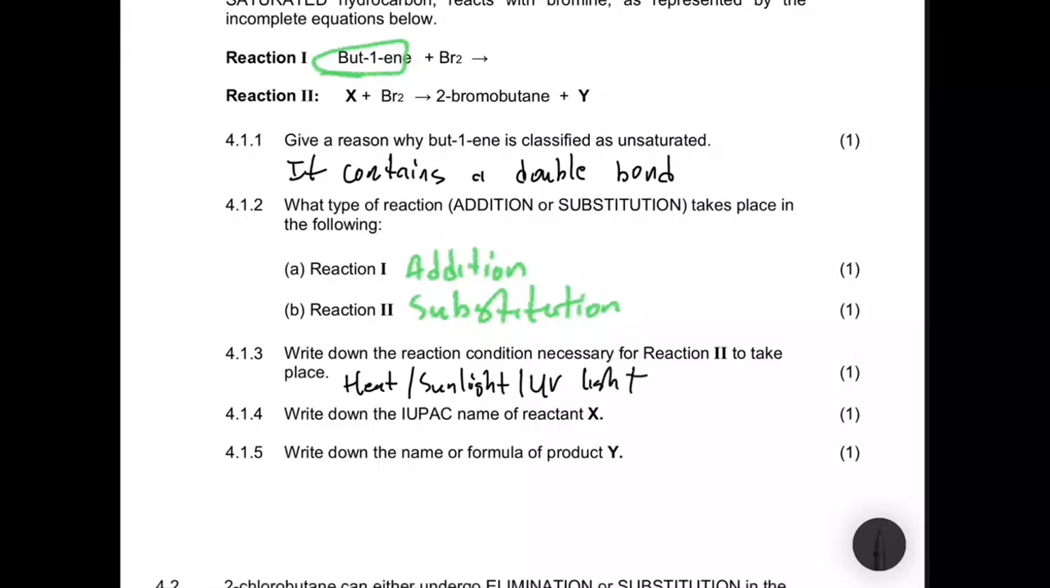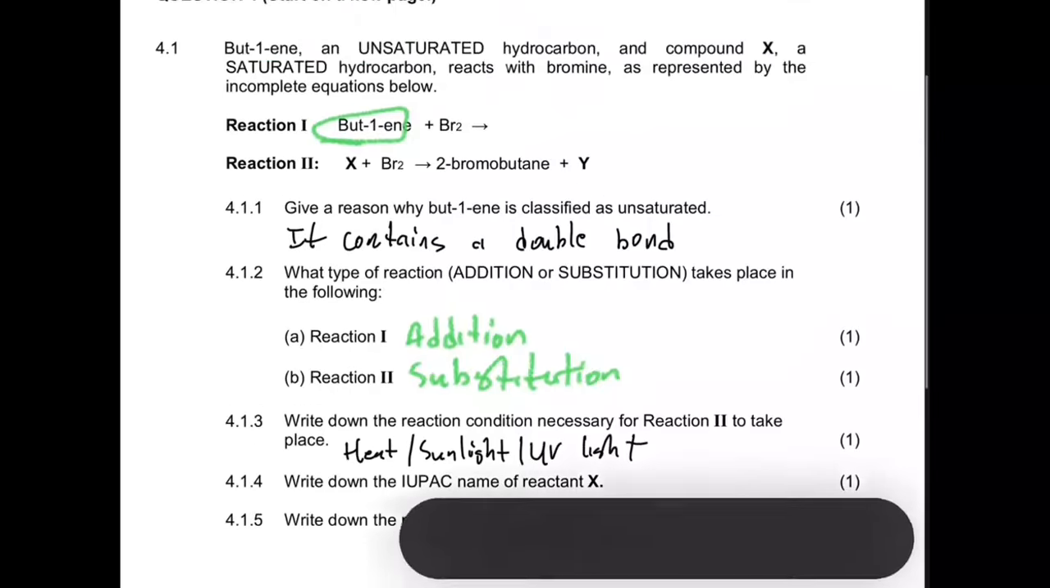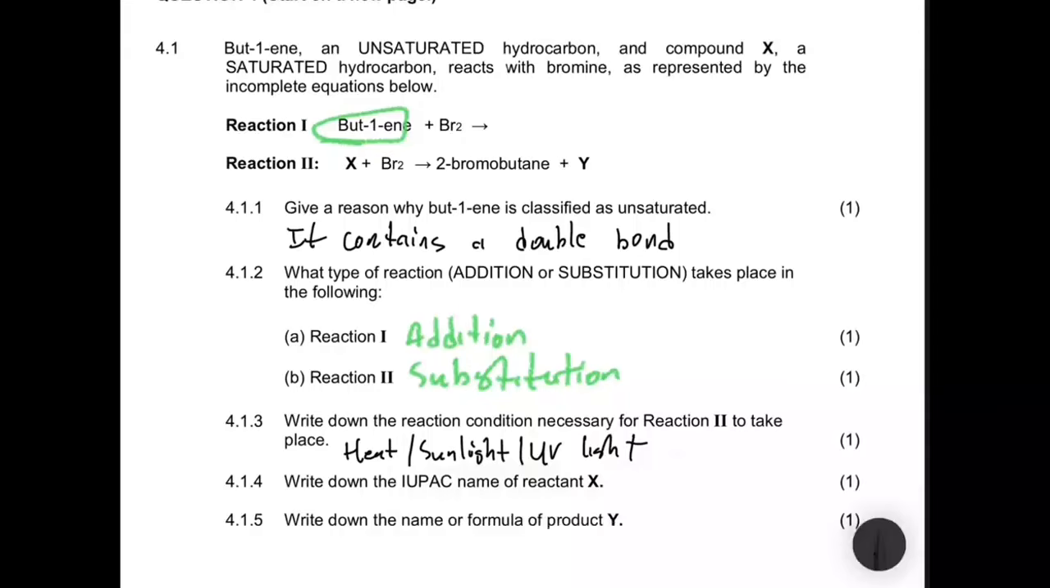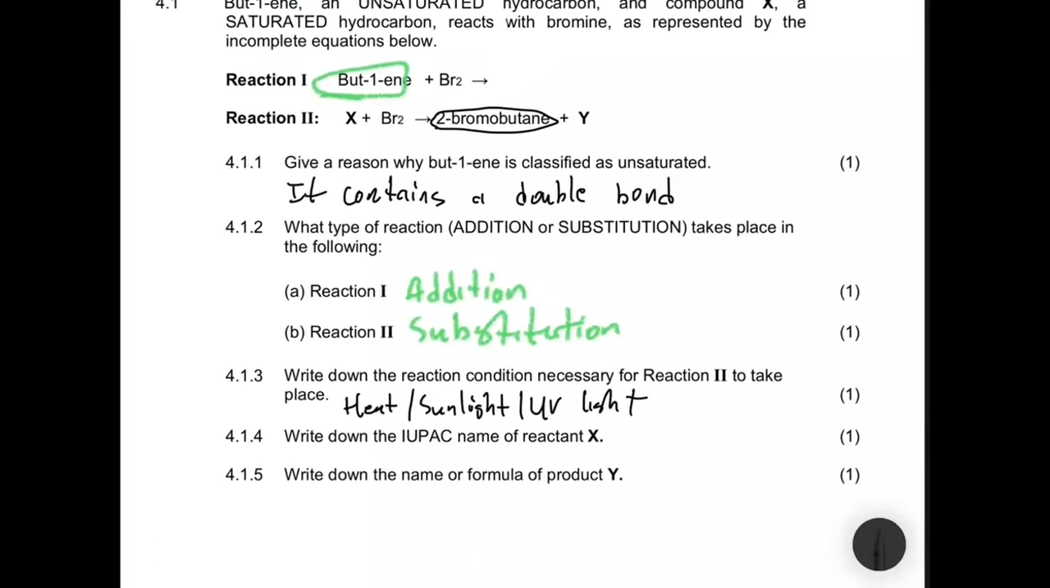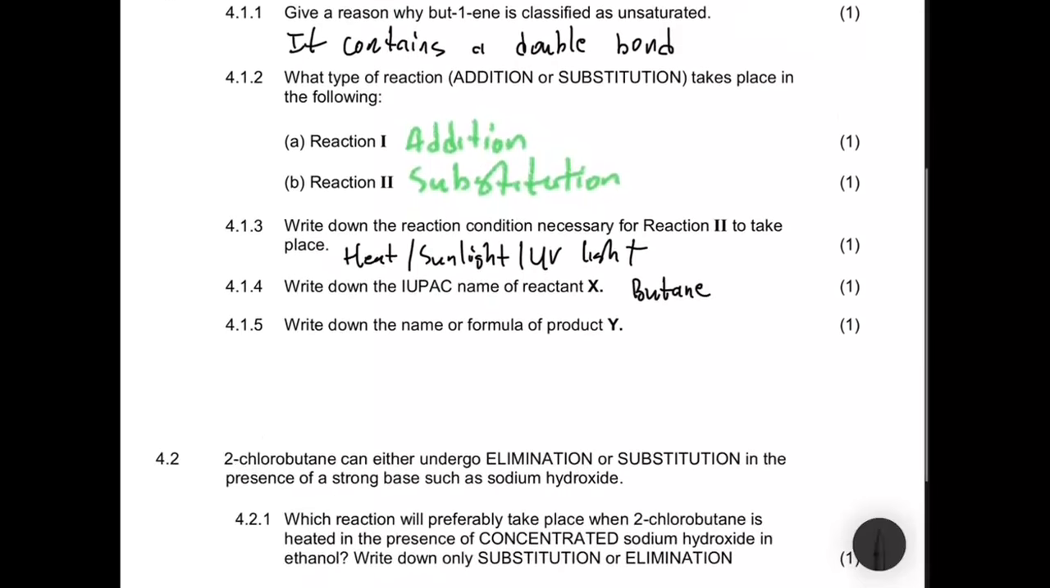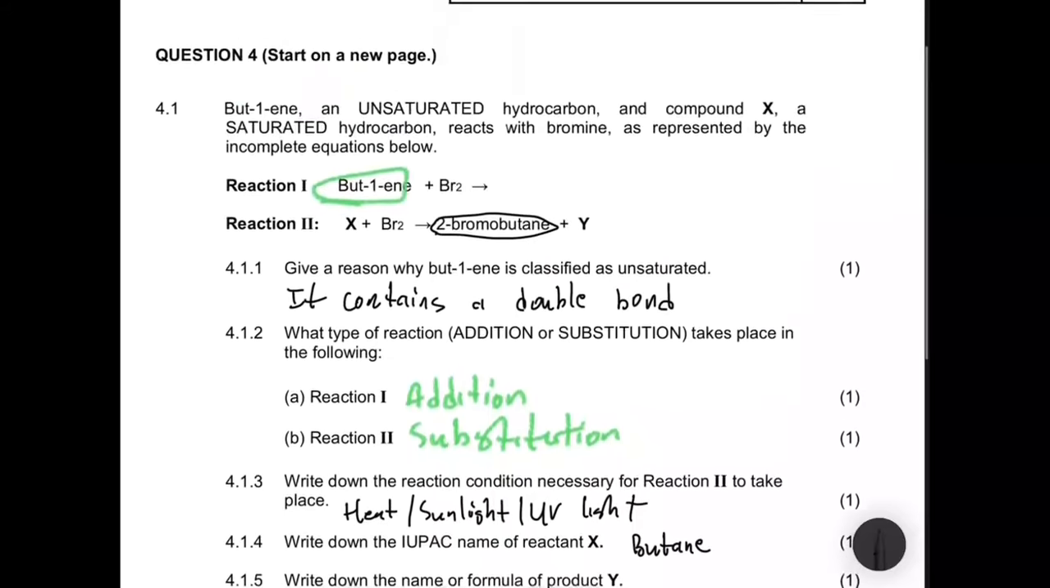And then 4.1.4 says, write down the IUPAC name of reactant X, right? Reactant X is a hydrocarbon, and when we substitute bromine, we get 2-bromobutane, right? It should be quite clear that the IUPAC name of reactant X will be butane, right? A hydrocarbon. And then 4.1.5, write down the name or formula of product Y.